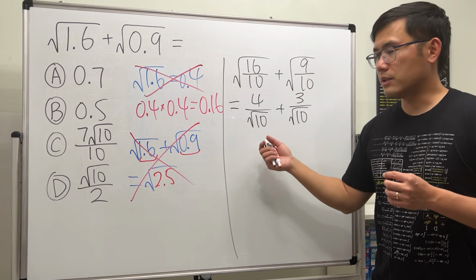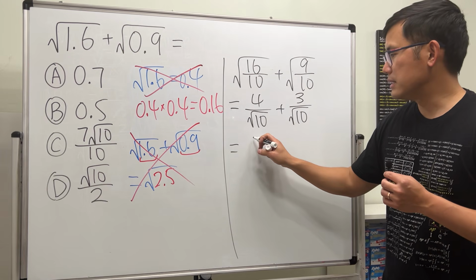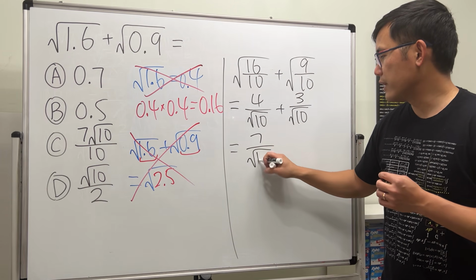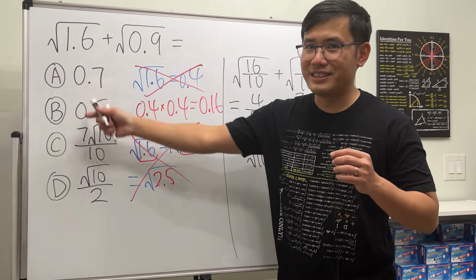We are adding fractions with this and that being the same denominator, right? So we can just add the top. 4 plus 3 is 7 over square root of 10. Take a look. This is not 0.7.